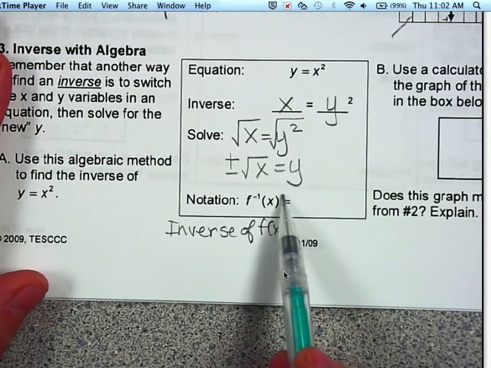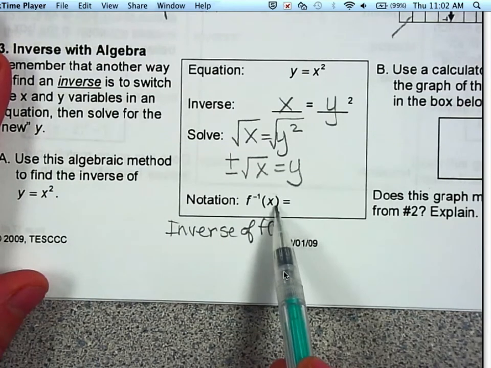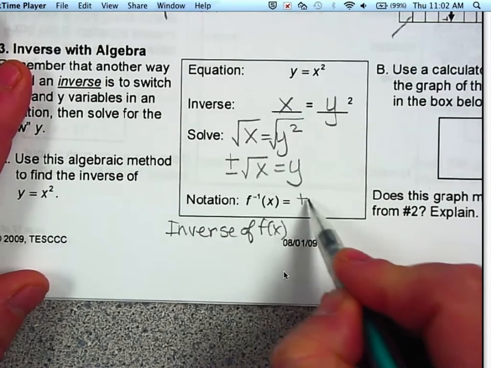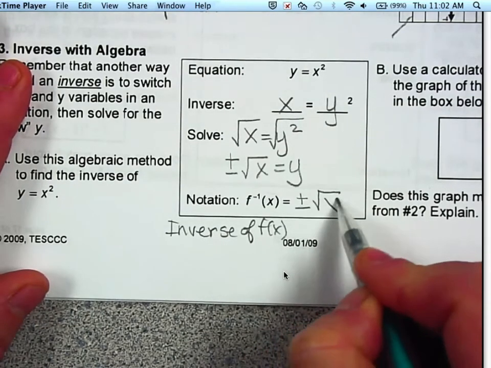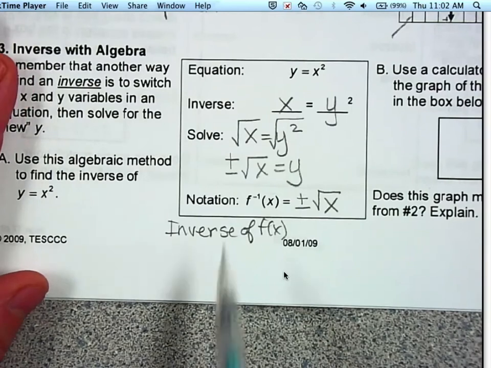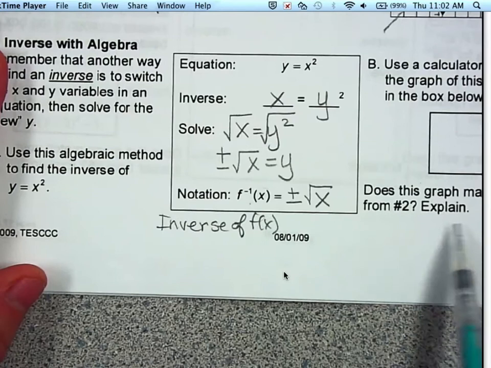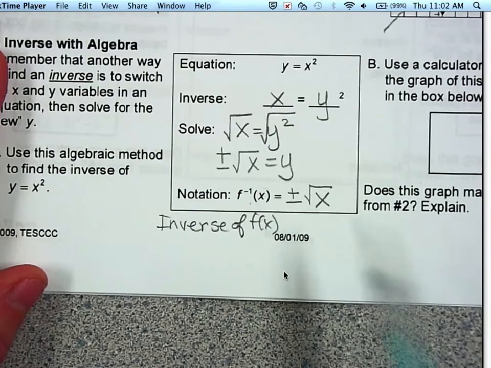But it means that the inverse has to be a function. So let's go ahead and write f negative 1 of x equals plus or minus the square root of x. We're just replacing the y with this. Now we need to see if this is a function or not, though. So let's graph it.